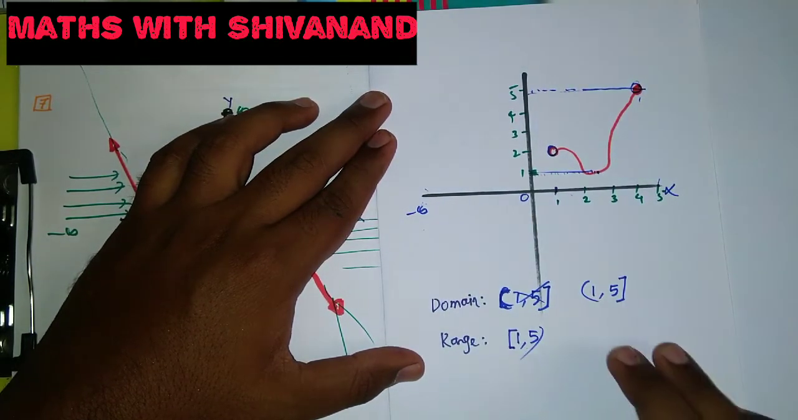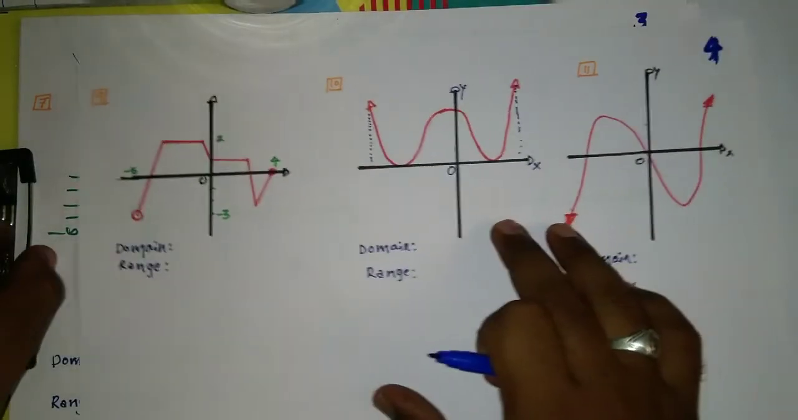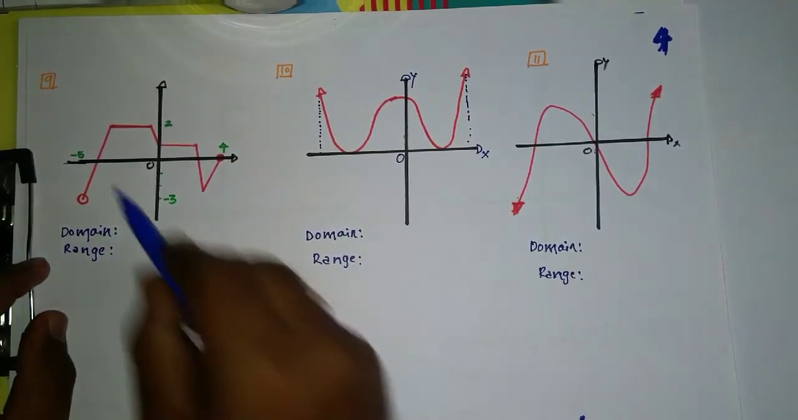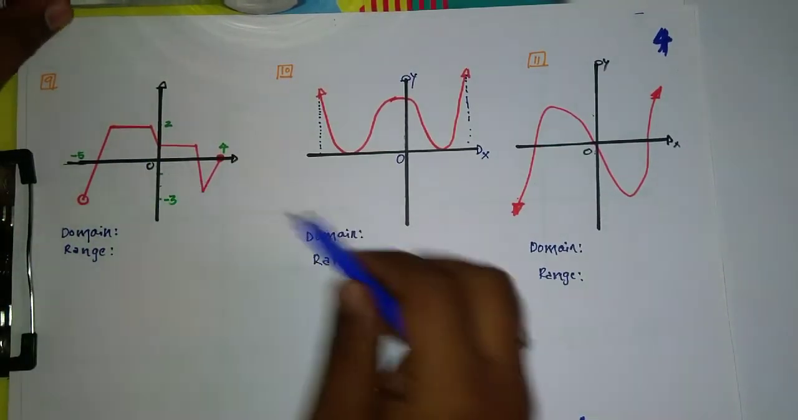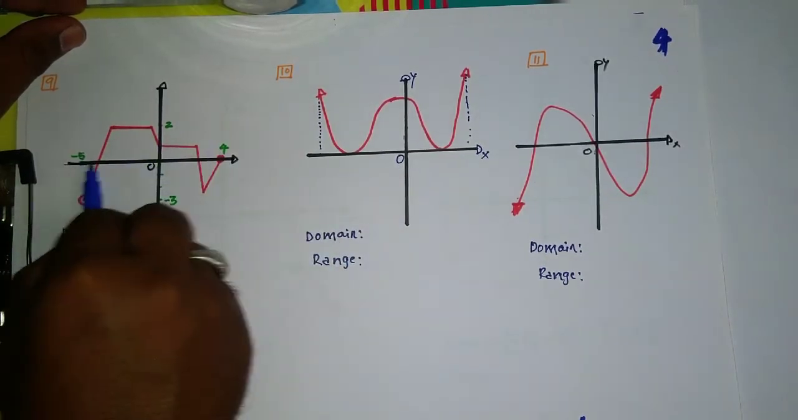5. Okay, students, here we have 3 more graphs. Last, these are very important here. So graph number 9 here. What is the domain of this graph? Check along the x-axis. Okay, it starts with what here?